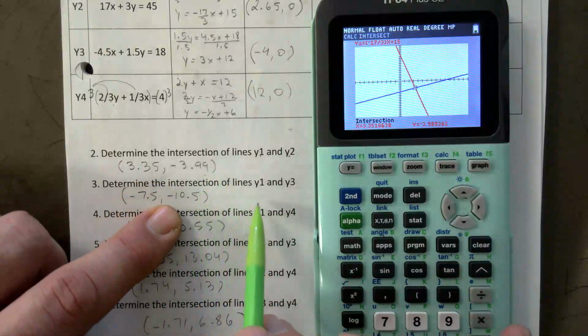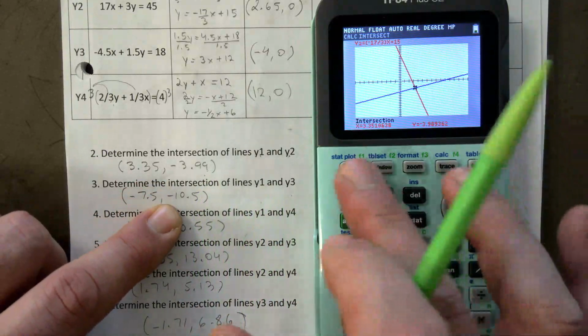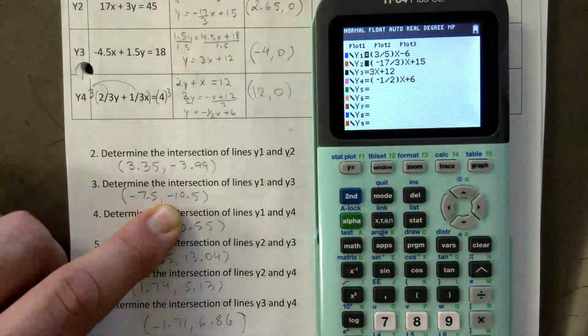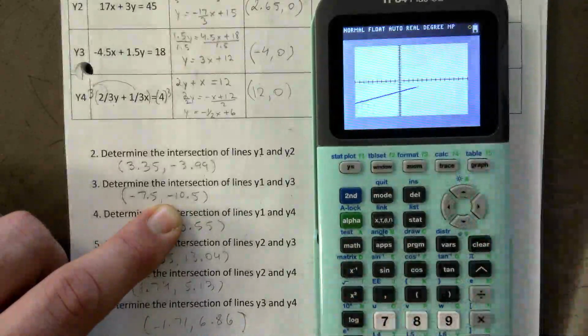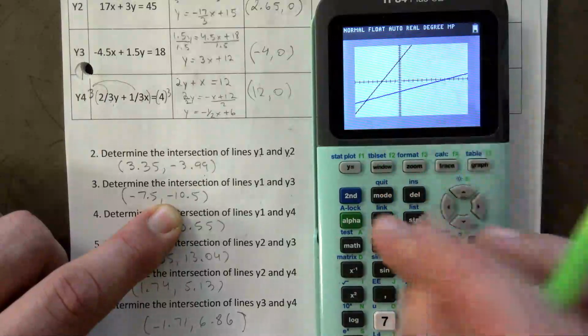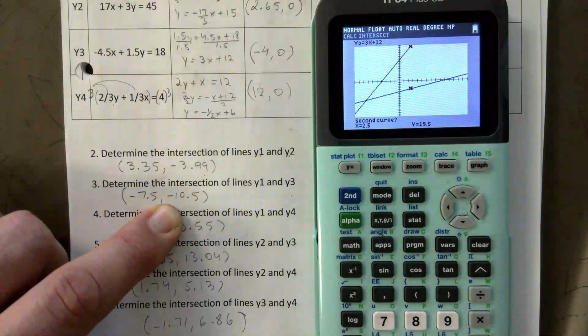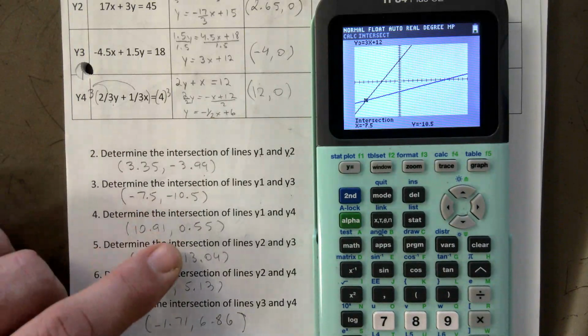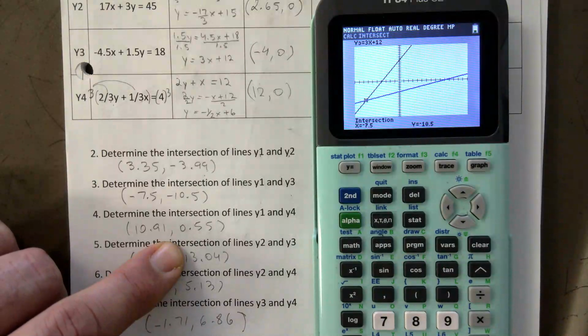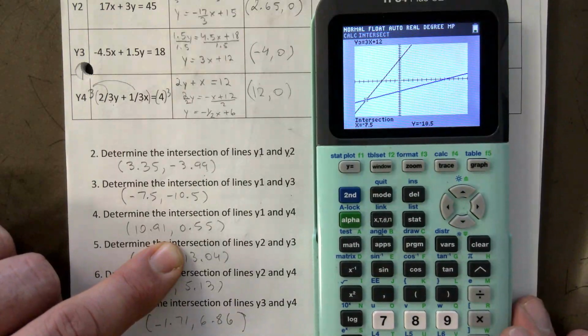And then what about y1 and y3? You hit equals. Just turn on those two. Hit graph. There's that intersection. Second trace 5. Enter, enter, enter. And there you have it. So you just keep repeating this process until you find them all.